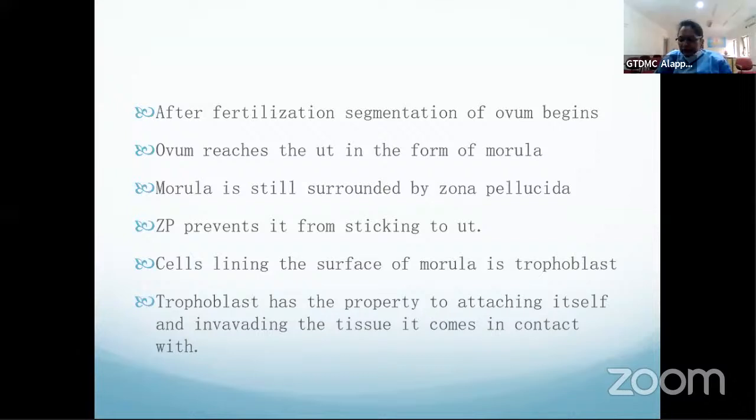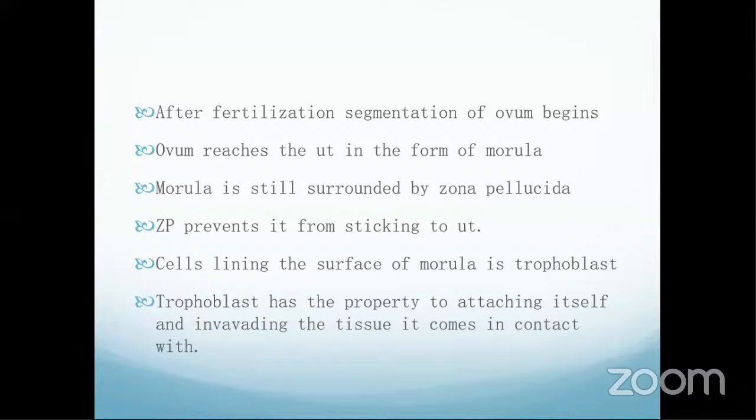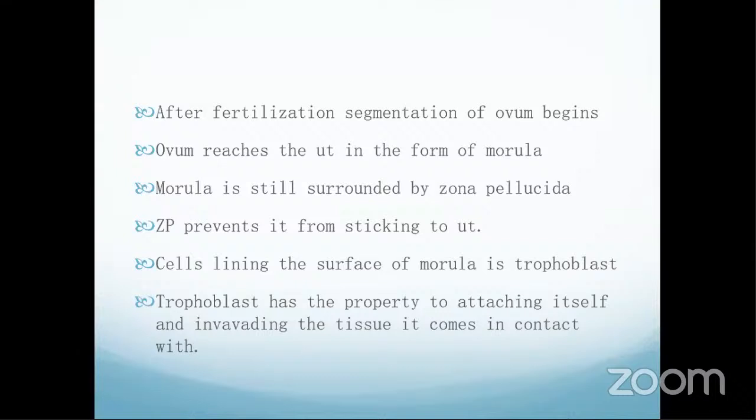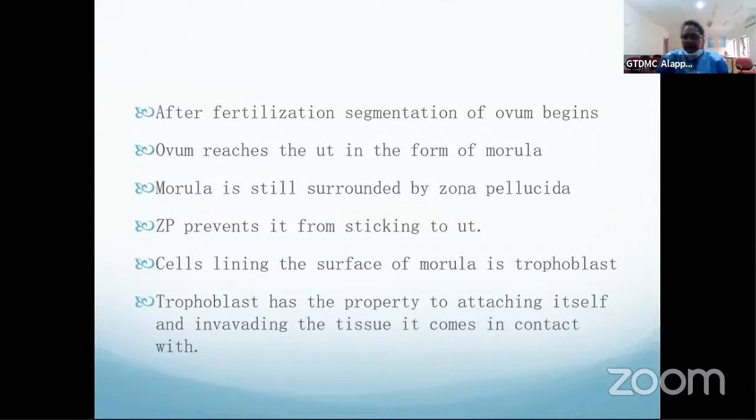After some time, this zona pellucida disappears. The zona pellucida doesn't have the property to invade into the uterine cavity. But after it disappears, the cells lining the surface of the morula, called the trophoblast, have the property of attaching themselves and invading the tissue that they come in contact with. Got it? So the trophoblast is what causes the sticking of the morula into the uterine cavity.